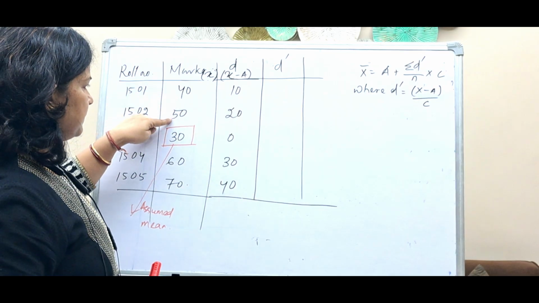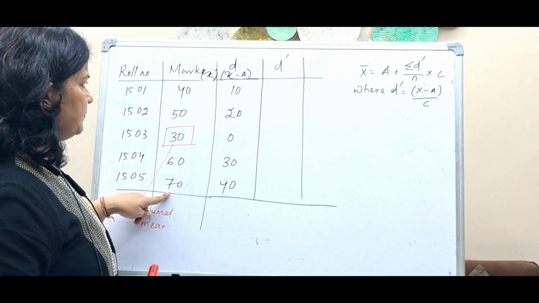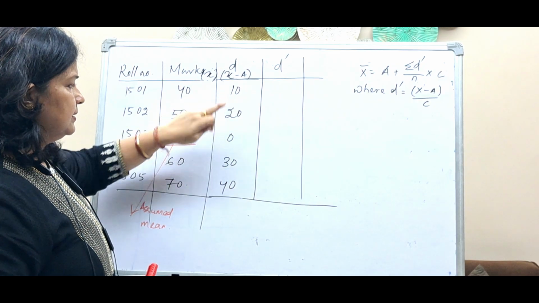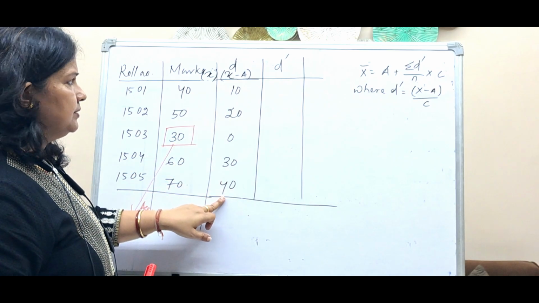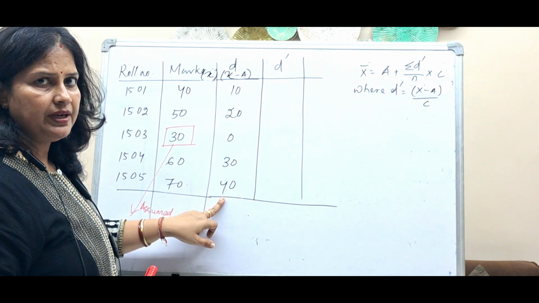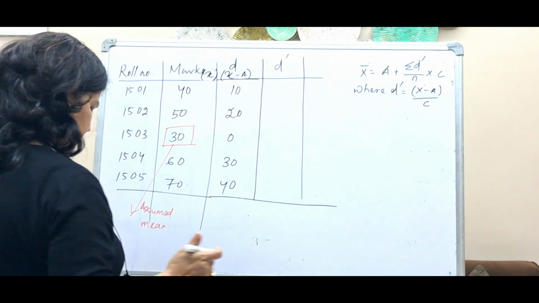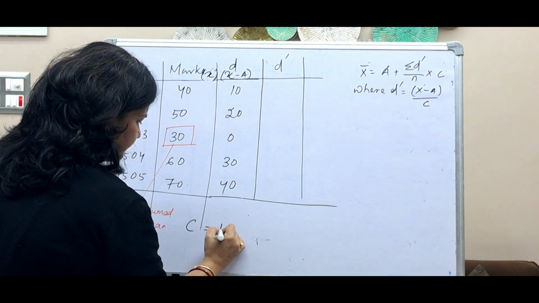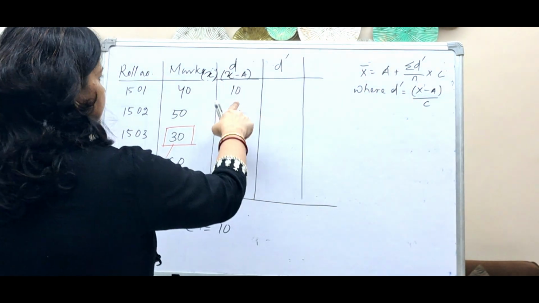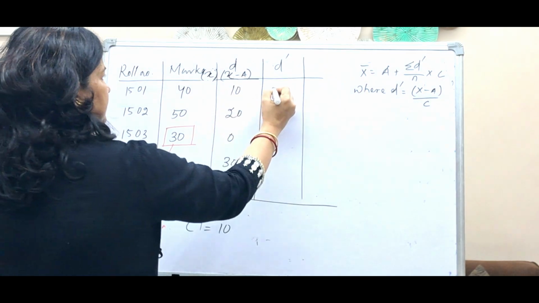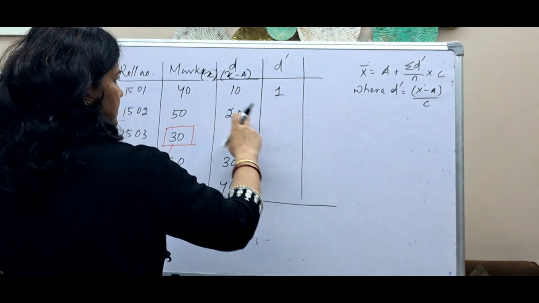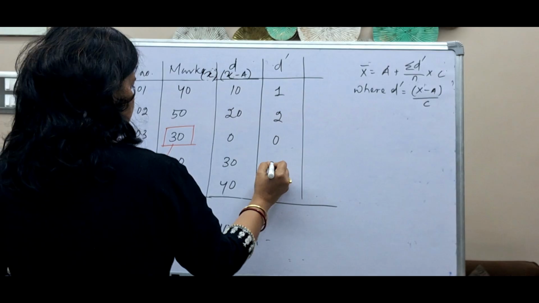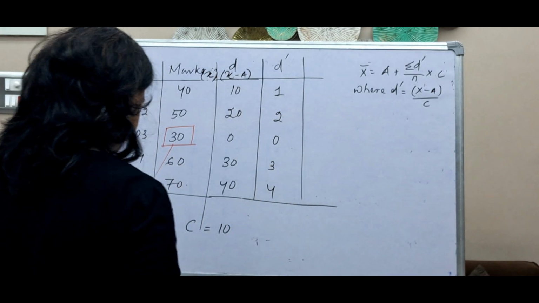If we are able to divide it by 10, then all our deviation is divisible by a common factor, that is 10. So what we need to do? We need to divide it by 10. So c equal to 10. Then when we divide by 10, our deviation will be 10 by 10 equal to 1, 2, then 0, then 3, then 4.